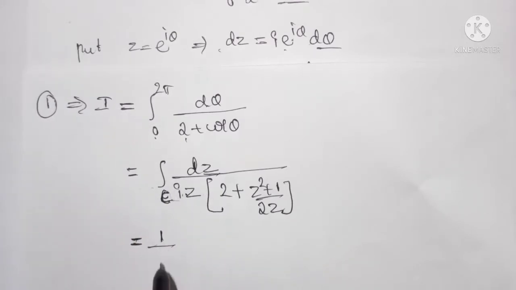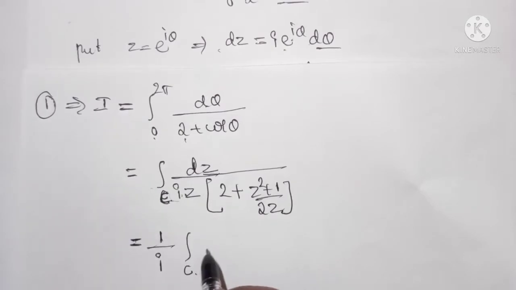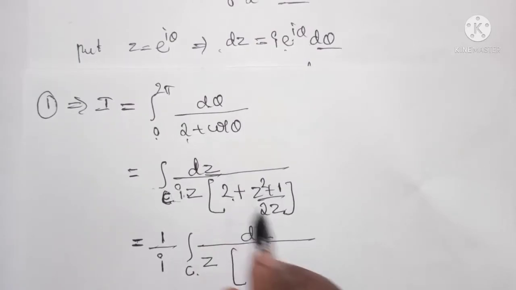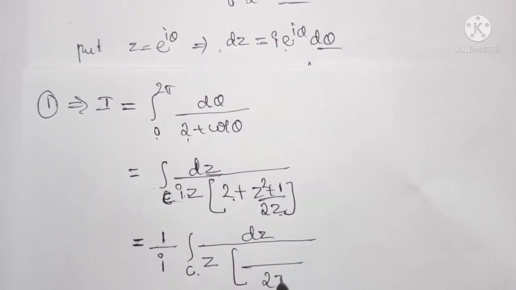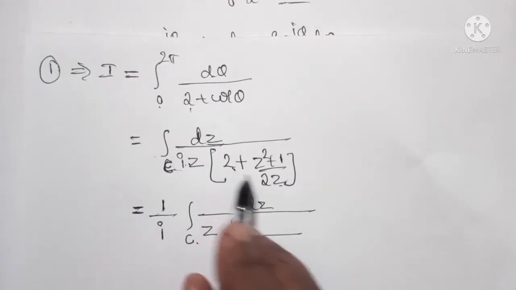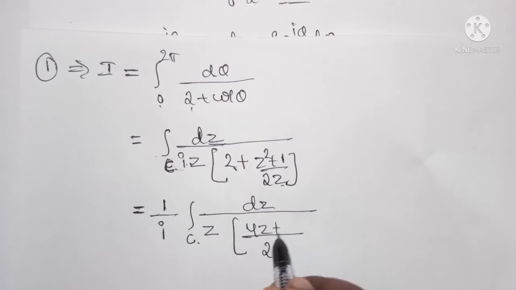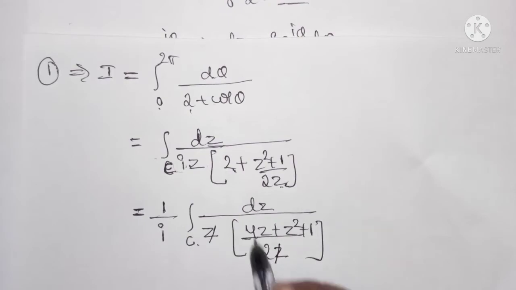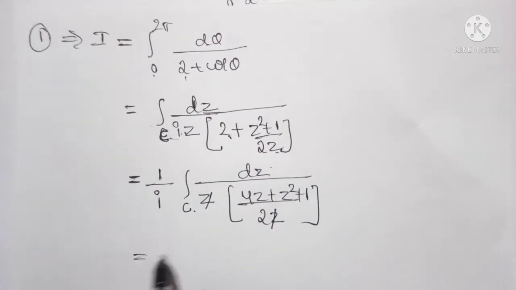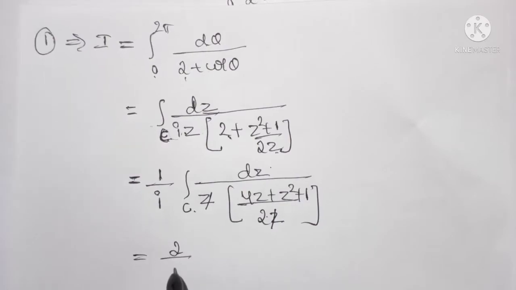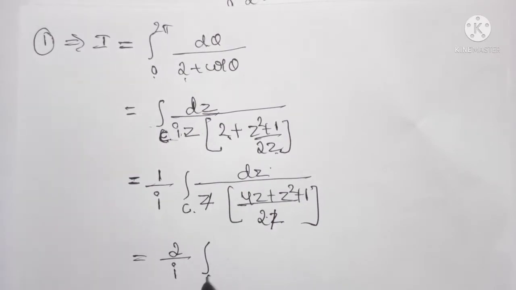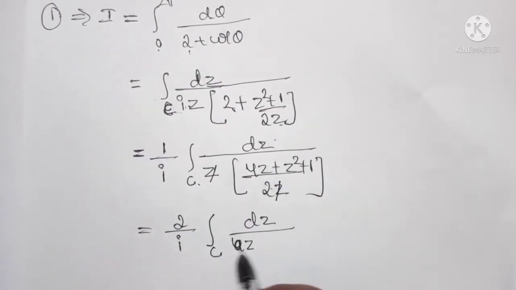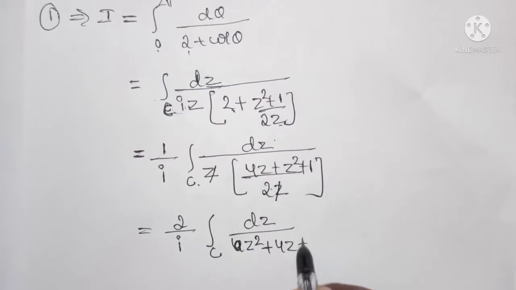Okay, 1 by i integral c dz, keep this z as it is. In this bracket we take 2z LCM. Taking 2z LCM here we get 2 into 2, 4z plus z square plus 1. This z gets cancelled and 2 can be sent to the numerator, or taking this 2 outside we get 2 by i integral c dz divided by z square plus 4z plus 1.